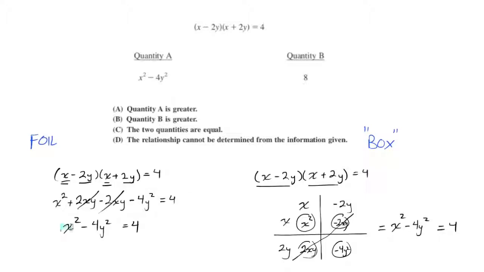Totally up to you, that's just personal preference, how you decide to attack binomials, but I do claim that attacking binomials with one of these methods is always going to be a good idea, especially with this problem, since now you can tell that quantity A, x squared minus 4y squared, is exactly the thing you got from multiplying out these two binomials. But you were also told that these two binomials, when multiplied together, get you 4. Therefore, quantity A is 4. And that must mean that quantity B is greater.